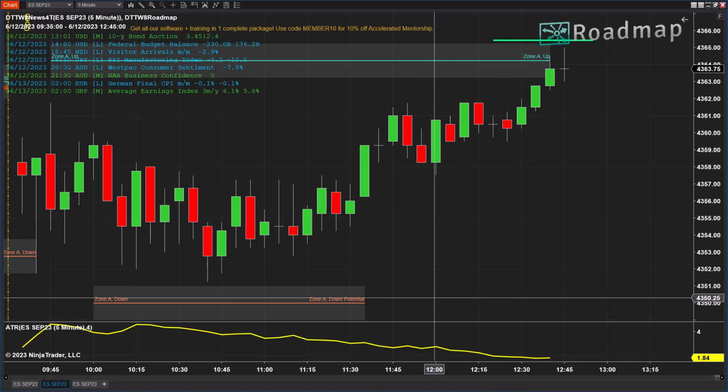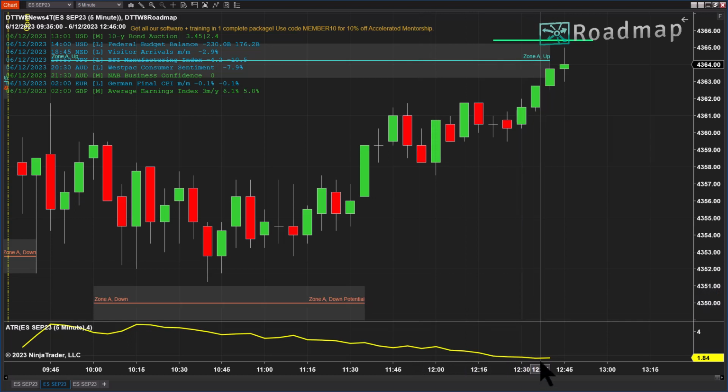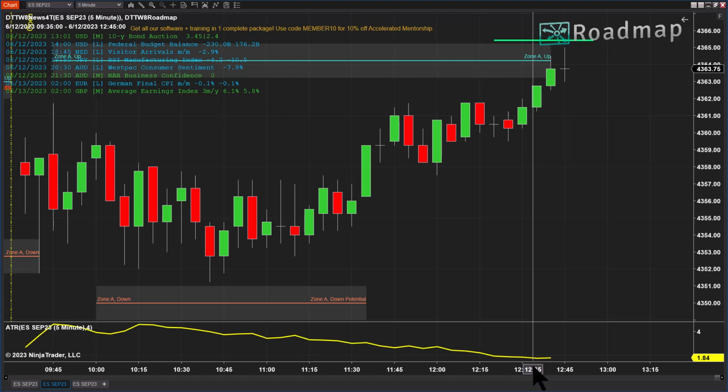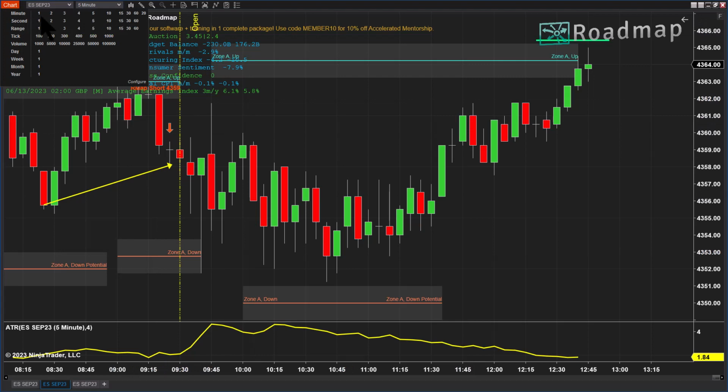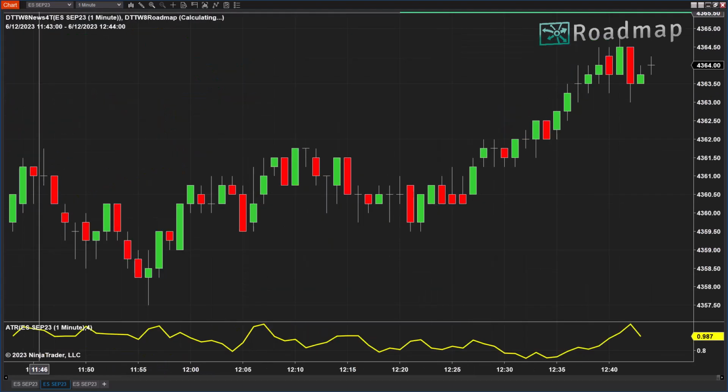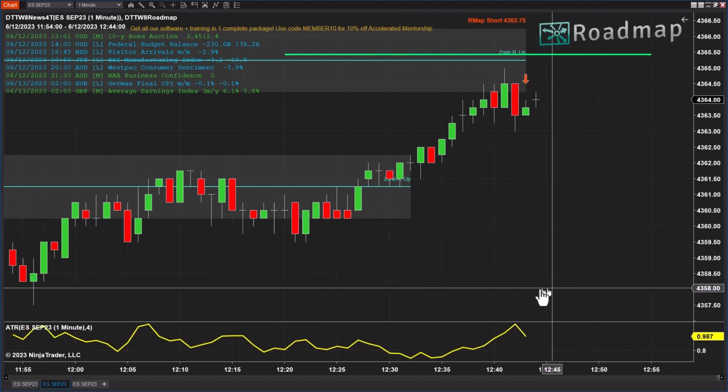We're looking at the E-mini S&P, and by the way, I'm using a 5-minute chart because the market has drastically slowed down. We don't have a lot of volatility at the moment, so instead of using a 1-minute chart, I'm using a 5-minute chart. For those of you that are still using a 1-minute chart, which you can, I'm going to switch it here to a 1-minute chart, and this is updating, and this is a 1-minute chart.